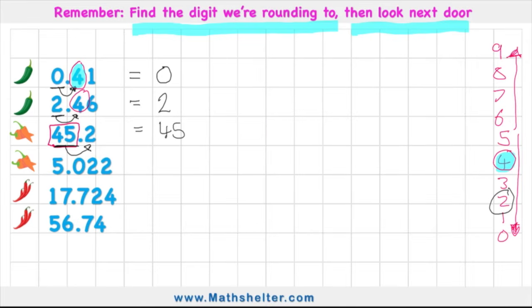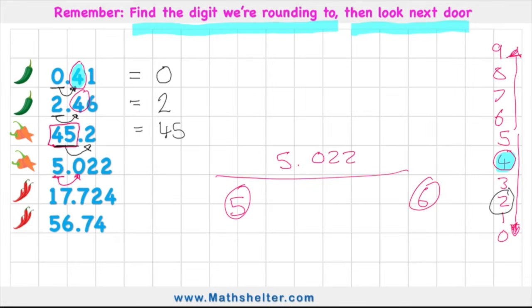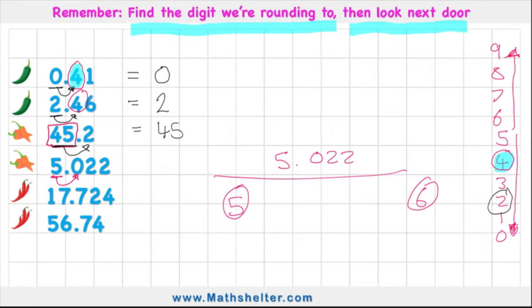Now this one looks a little bit harder because we have lots of digits after the decimal, but let's not be confused. We only need to look at my whole number, which is a 5, and look next door, which is a 0. So 5.022 needs to sit somewhere between 5 and 6. They're my two whole numbers. Where's it going to sit? Well, I'm looking at the 0. I can see that just here indicates rounding down. And if you think about it, 5.022 would be very close to 5. So it makes sense to round down to a 5.